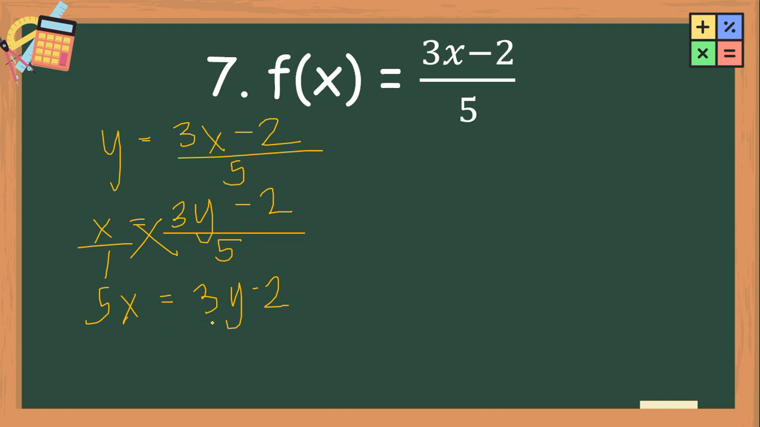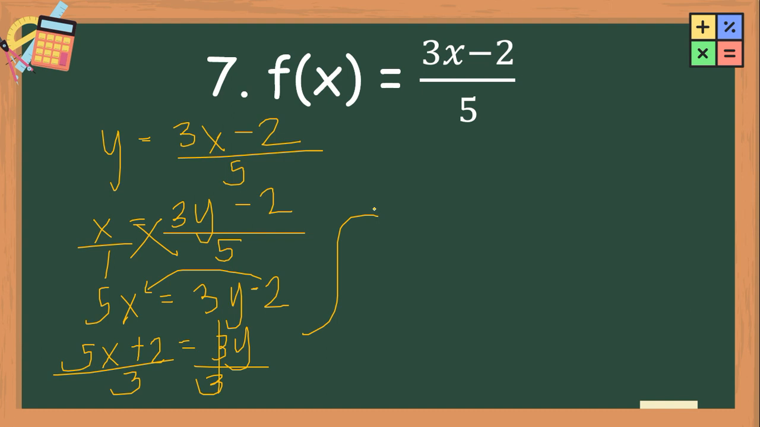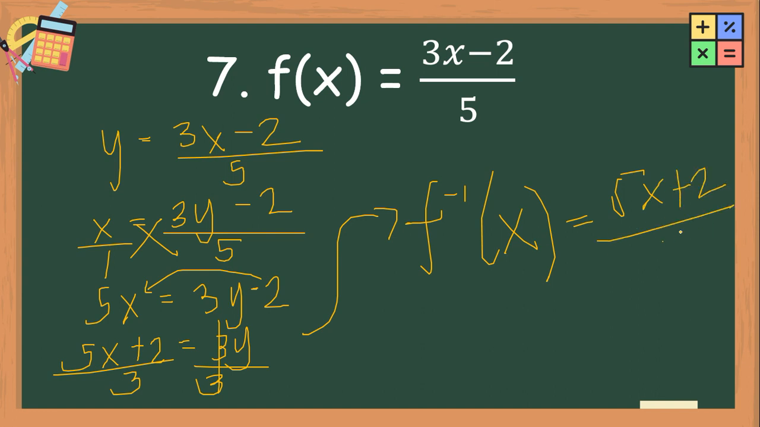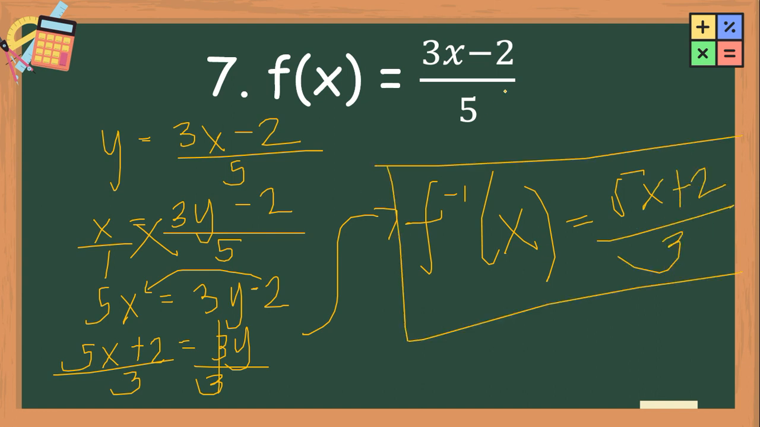So, 5x is equal to 3y minus 2. Siyempre, we are looking for the value of y. So, dapat yung negative 2, ilipat mo sa kabila. Kapag nilipat mo yung 2 sa kabila, magiging 5x plus 2 na siya. Then, magiging 3y na ito. Then, divide natin sa 3 para makuha natin yung final answer. Then, the final answer here is 5x plus 2 all over 3. As simple as that. Nasundan? Yes, sir. Yes po, sir.